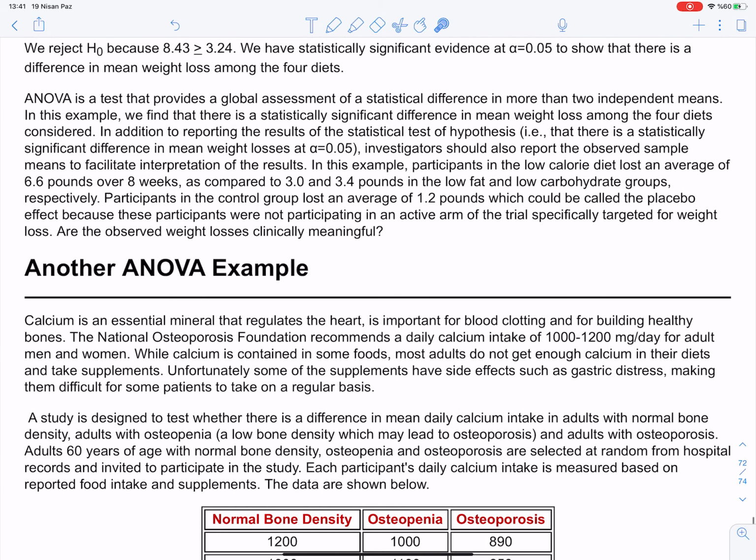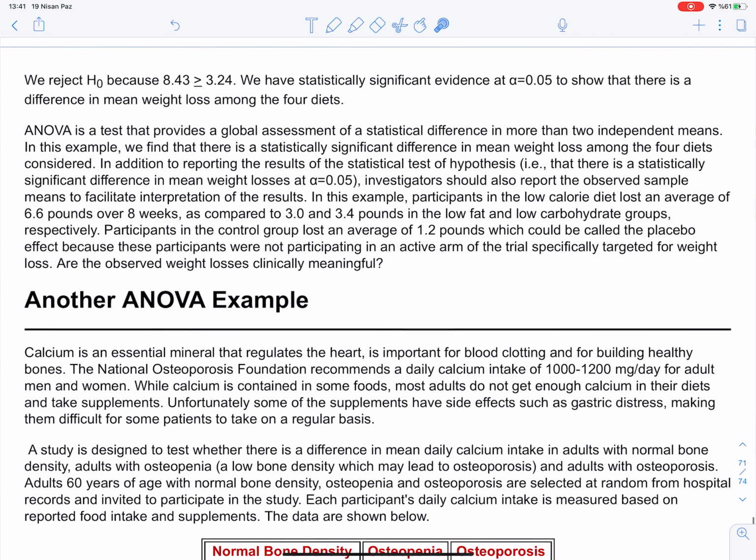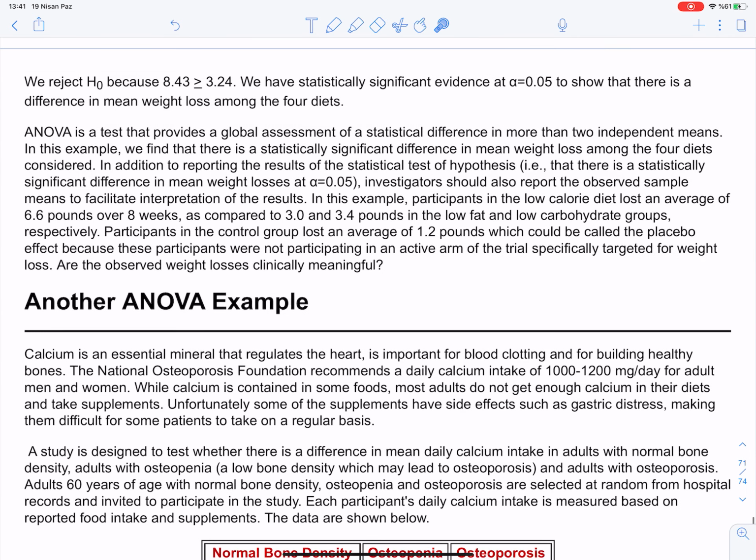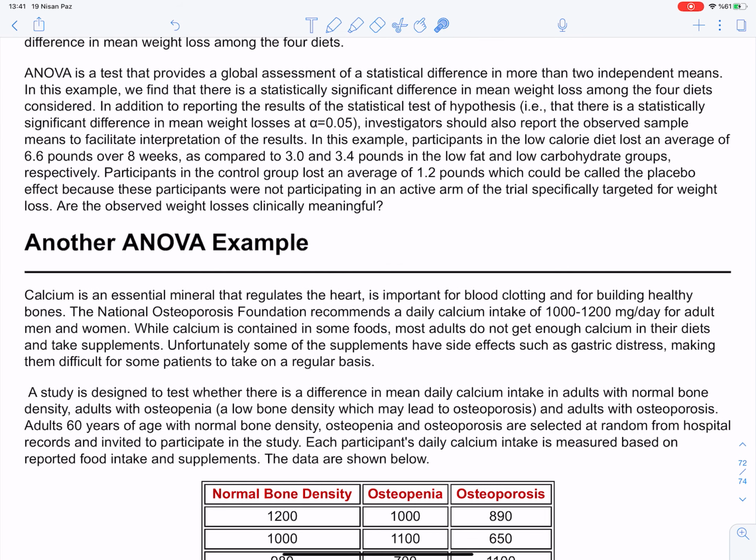Another example. It's related to biostatistics, not business statistics anyway, but it is a good example, and I'm sure you understand it easily. And it is good for you to apply different statistics in different scientific fields. Okay, let me read you this example. Calcium is an essential mineral that regulates the heart, is important for blood clotting and for building healthy bones.